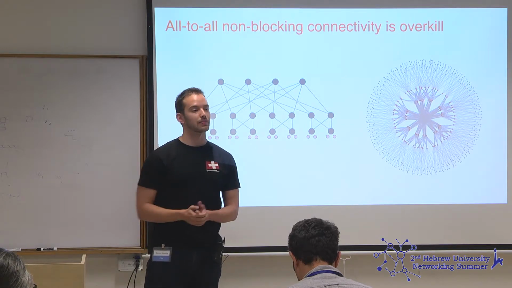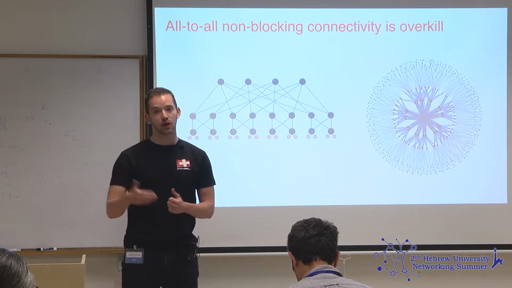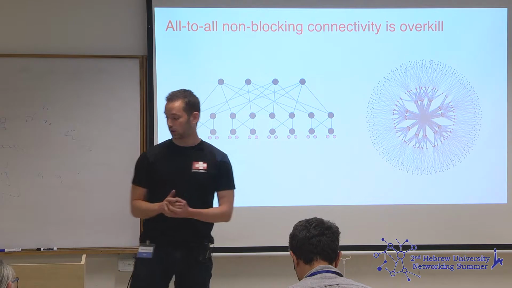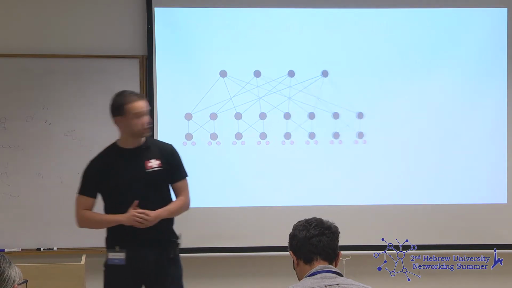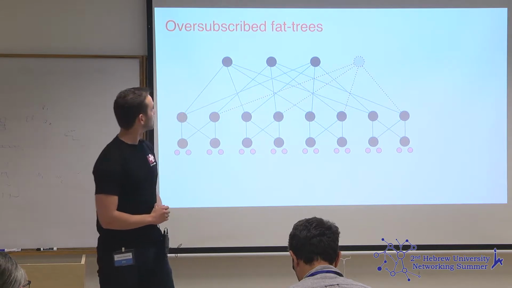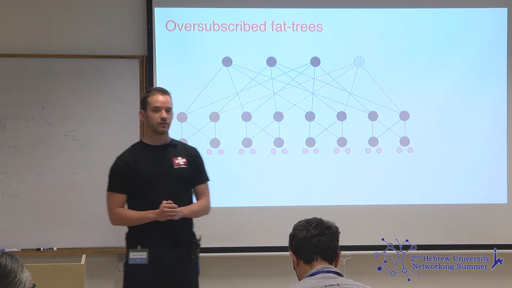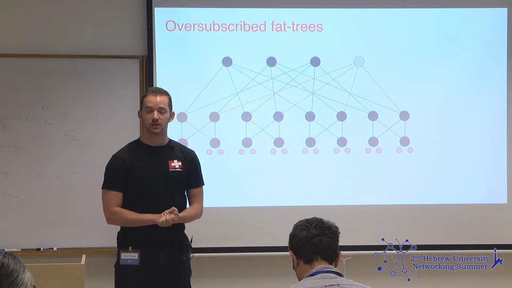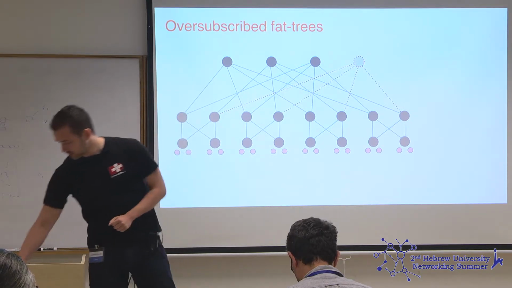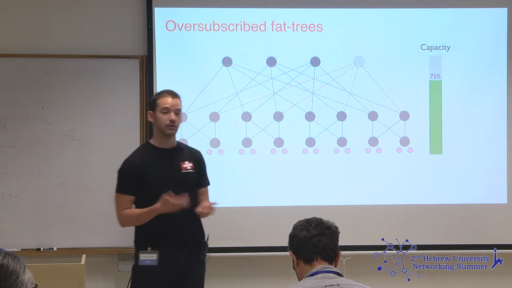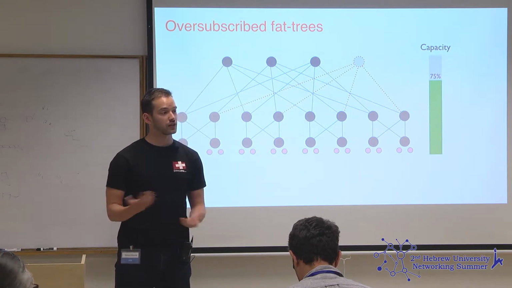So how can we then adapt this to accommodate for skewed traffic, but still be able to create cost-efficient networks? So let's zoom into the fat tree. So let's say that we oversubscribe the fat tree. We remove 25% of the capacity by removing one of the core nodes at the top. This means that we are left with 75% of the network capacity.